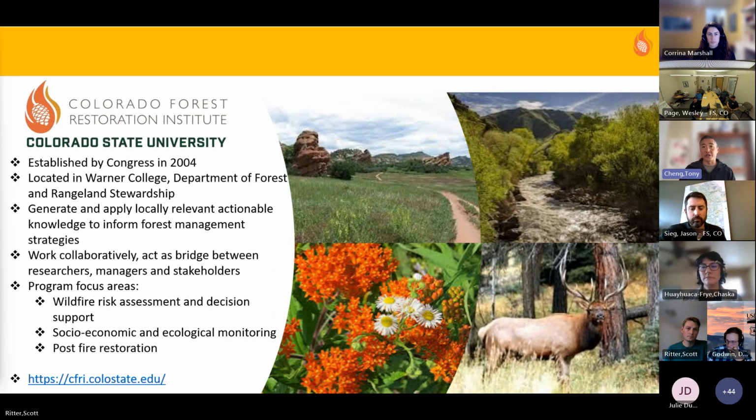So CFRI is an entity of Colorado State University. So we're a university-based applied research and outreach organization. We were established through an act of Congress. There are two other institutes that were established through that act, one at Northern Arizona University and one at New Mexico Highlands University. And we are located within the College of Natural Resources and in the Forest and Rangeland Stewardship Department. I'm also a faculty member in that department.